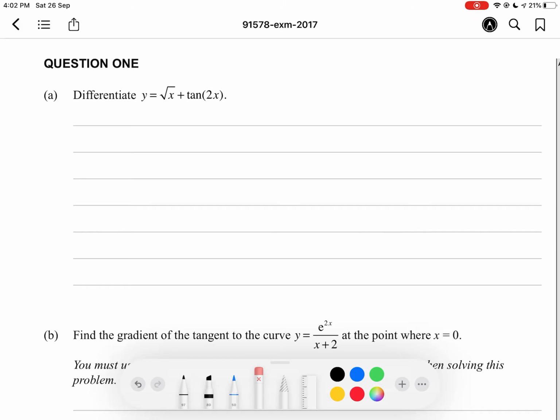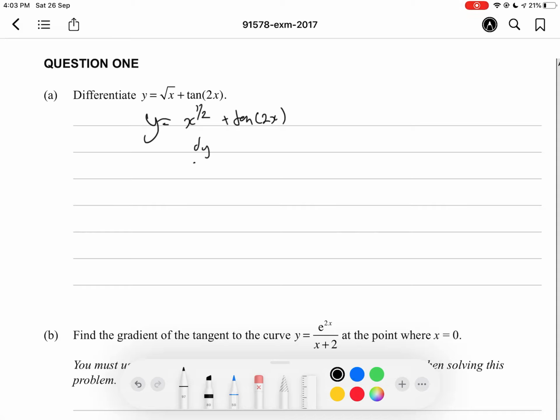So question 1a, differentiate y equals the square root of x plus tan 2x. For this question, we're going to rewrite square root of x as x to the power of 1/2, so we can differentiate easier. So y equals x to the power of 1/2 plus tan of 2x. To differentiate square root of x, we can just use the power rule. And to differentiate tan of 2x, we'll use the chain rule.